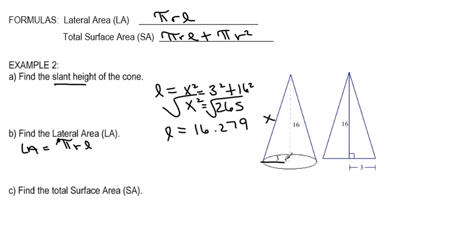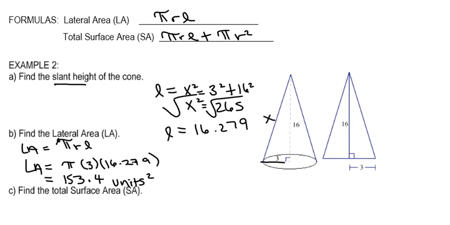The lateral area is pi times the radius times our slant height. The radius is 3, so our lateral area is pi times 3 times our slant height, which is 16.279. Putting all those values in our calculator and rounding to the nearest tenths, I get 153.4, and that's going to be units. We don't have the units, so we just write units squared.